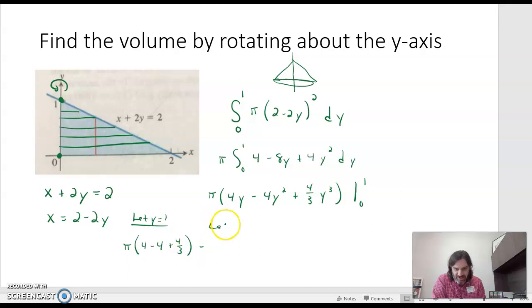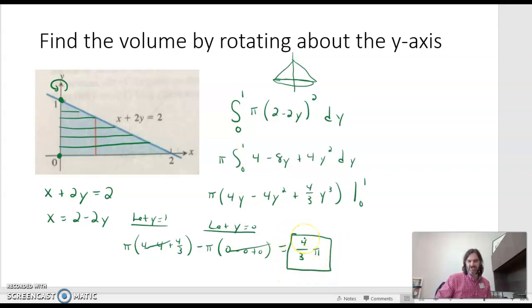And then we're going to let y equal 0. And that'll give me pi times, let me clean that up a little bit. It was going really good there. Minus pi times 0 minus 0 plus 0. So all that goes away. So in the end, we end up with 4/3 pi, which is just a different shaped cone.